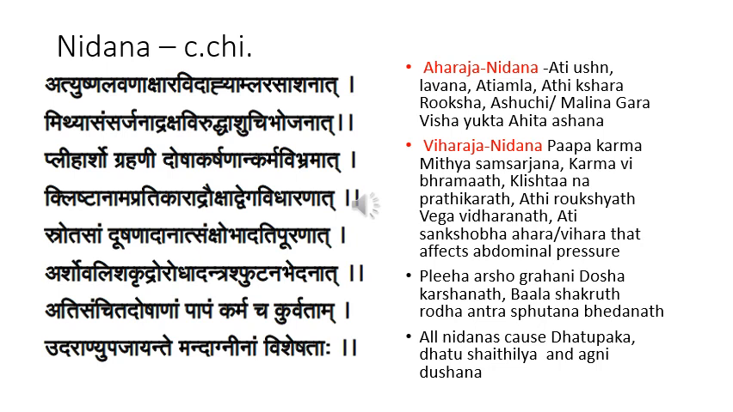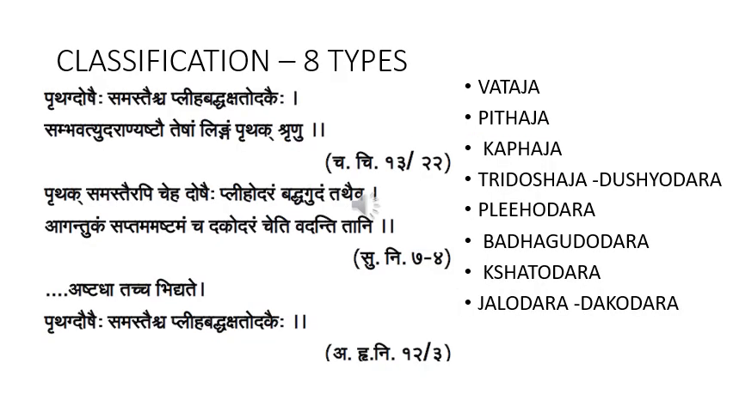Agni Dushti is the main reason, and Dhatu Paka also, Dhatu Shaithilya, which leads to the progression of the pathology. Now we'll come to the classification of Udara. It is of 8 types. That is: Prataka Dosha, Samastaischa, Pliha, Baddha, Kshatodaragai. Sambhavati Udaranyashtau, Tesham Lingam Pratak Shrunu.